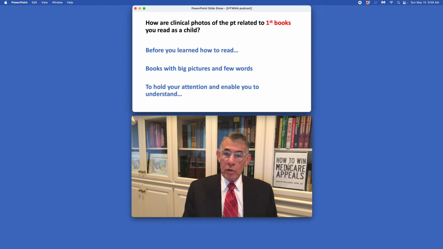How are clinical photographs of the patient related to the very first books that your parents read to you as a child? Before you learned how to read, your parents used books that had big pictures and just a few words in order to hold your attention and enable you to understand that story.